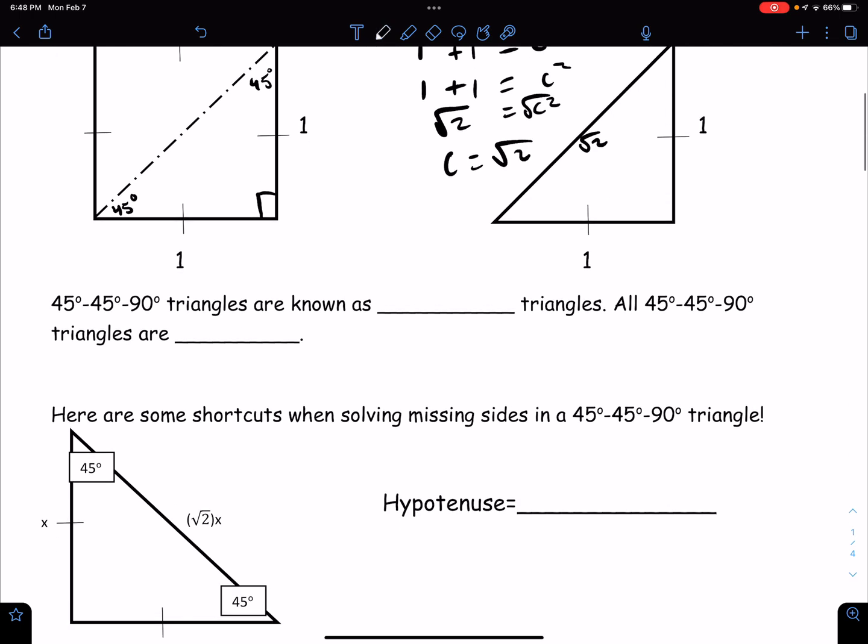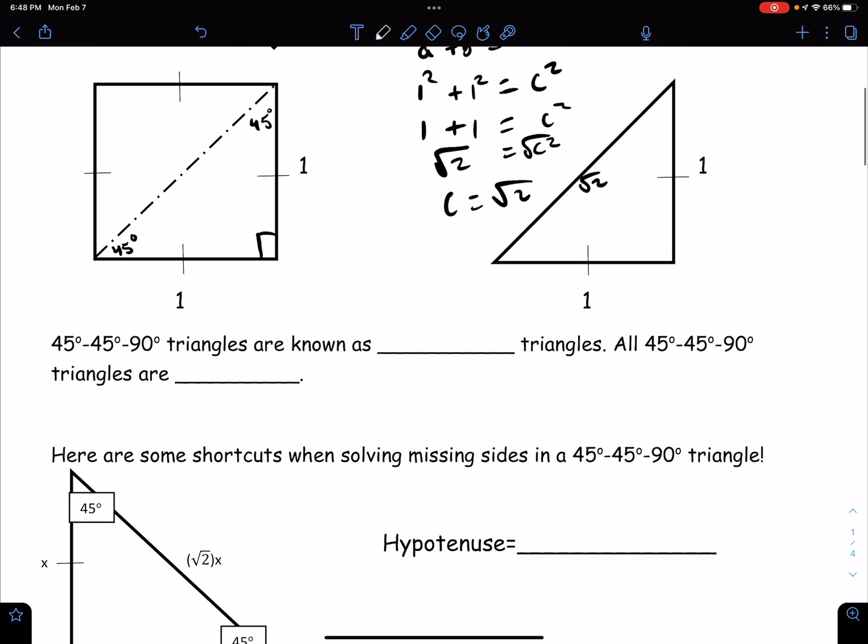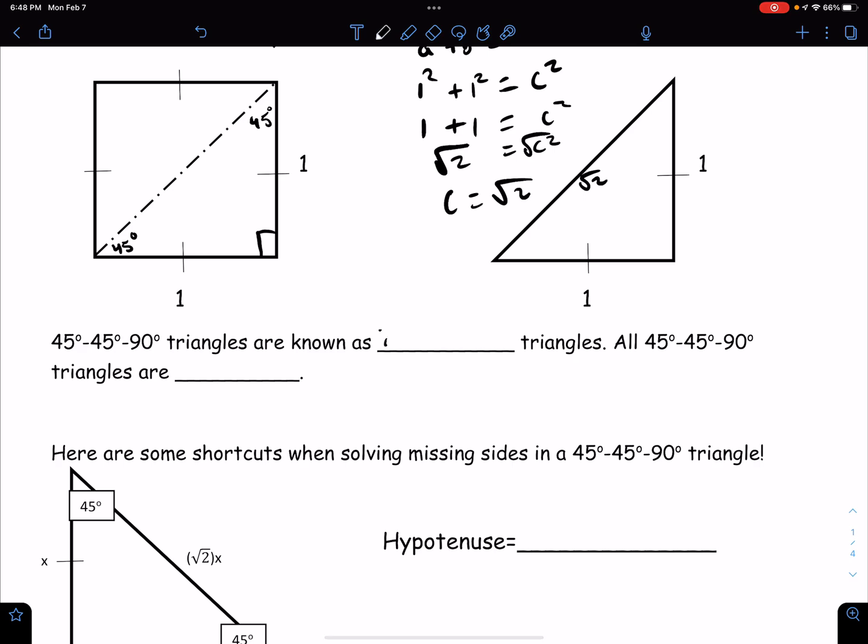So I say that 45, 45, 90 triangles are known as isosceles triangles. If you remember, isosceles means that 2 of my sides are the exact same. So just 2 of them. This side is different, but then I have this side and this side. So that is an isosceles triangle. I'm going to say that all, not some, all 45, 45, 90 triangles are similar.